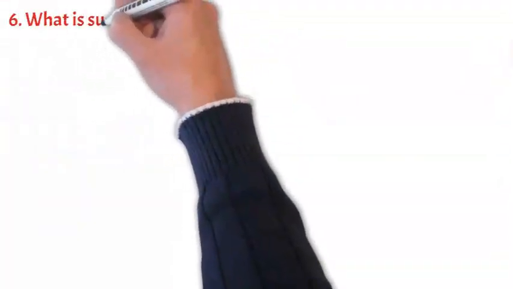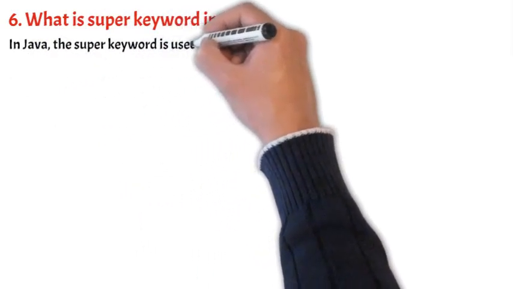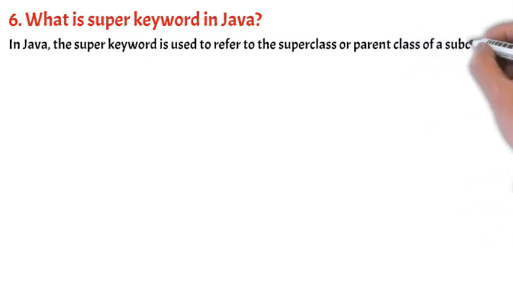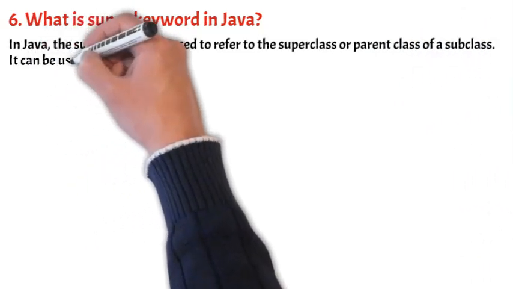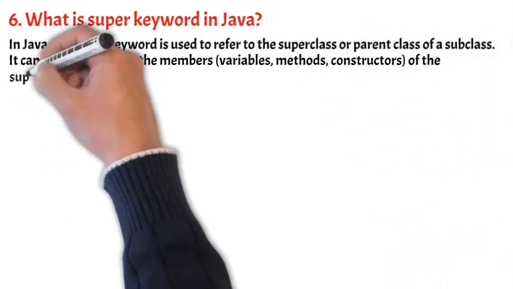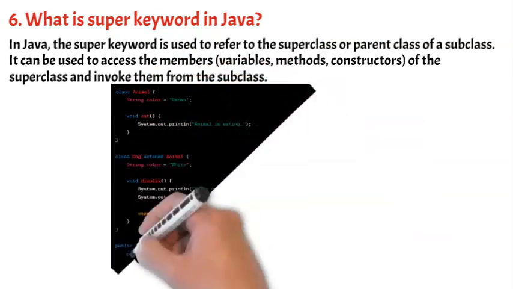6. What is super keyword in Java? In Java, the super keyword is used to refer to the superclass or parent class of a subclass. It can be used to access the members, variables, methods, constructors of the superclass and invoke them from the subclass.